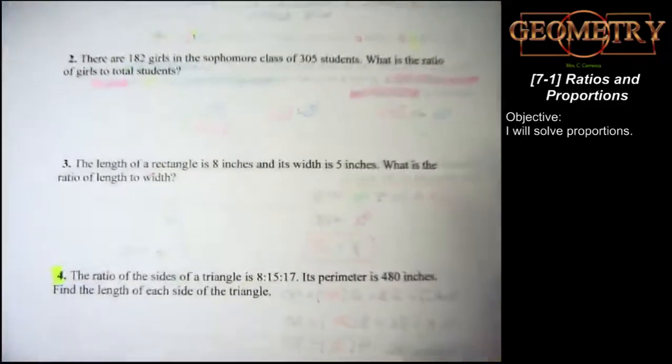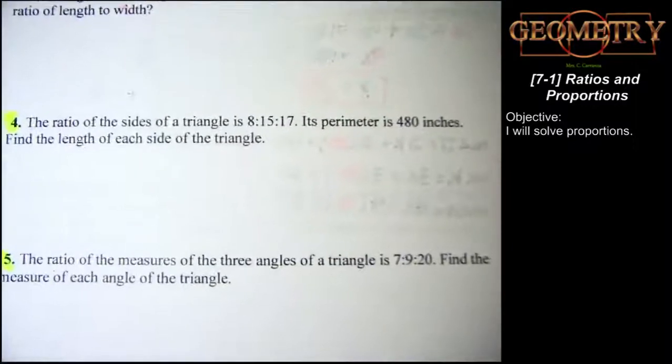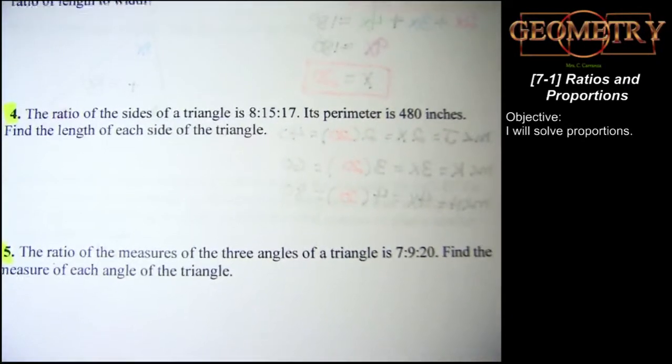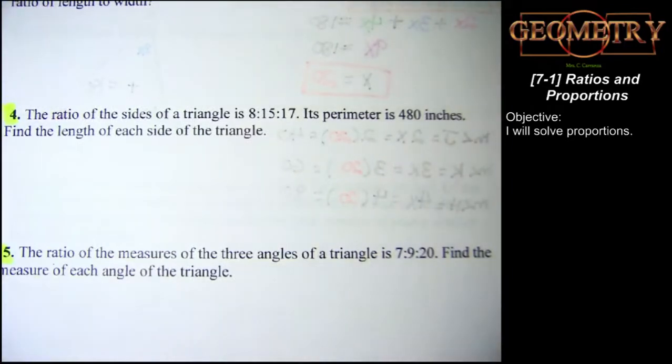The ratio of the sides of a triangle is 8 to 15 to 17. So that's an extended ratio. We're relating 3 different pieces. The perimeter is 480. Find the length of each side of the triangle. This is really similar to what we just did with the angles, but this time we're doing it with sides. But I don't have a picture, so I'm going to draw one.